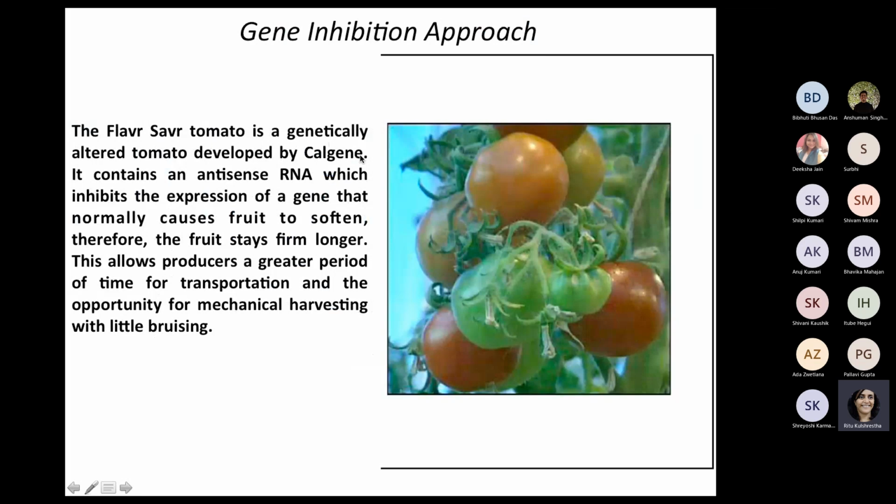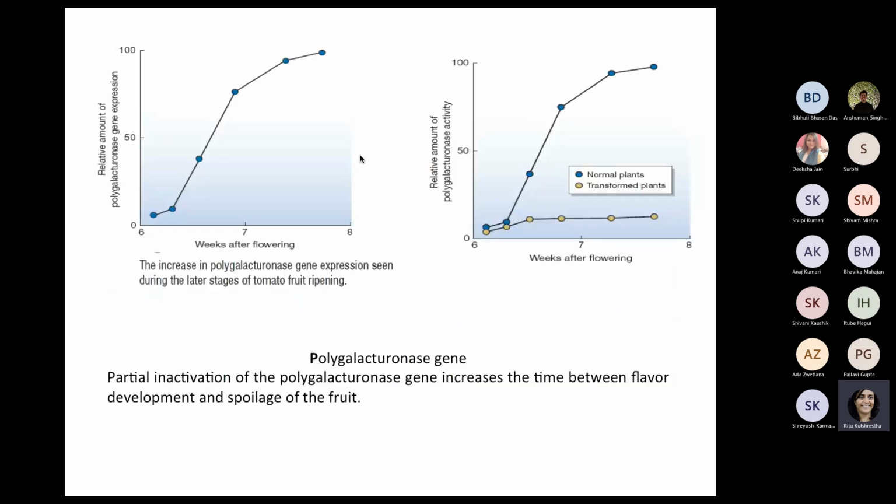However, Calgene closed after some time. I think there was some marketing strategy problem or something like that. And then other methods of controlled ripening in tomato were developed.